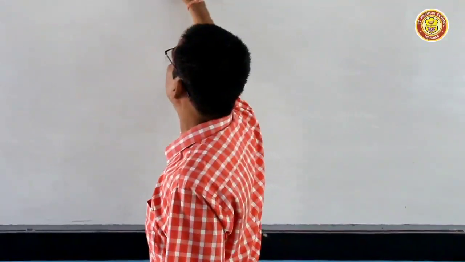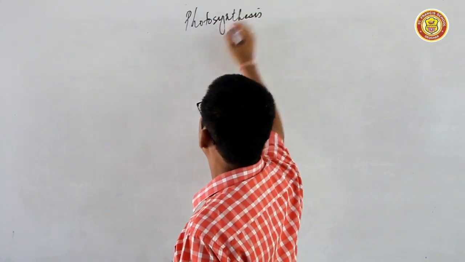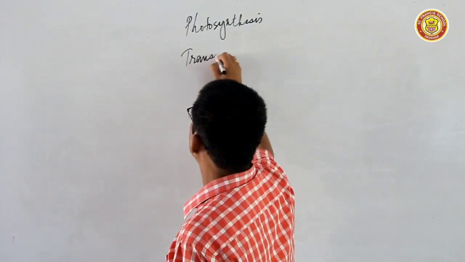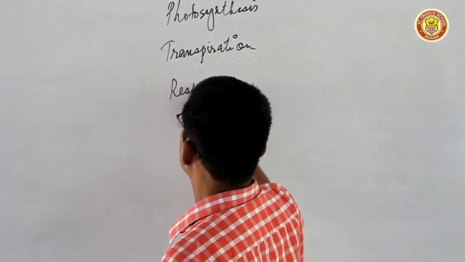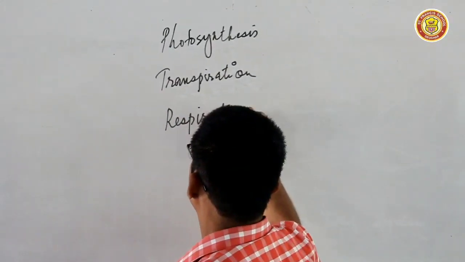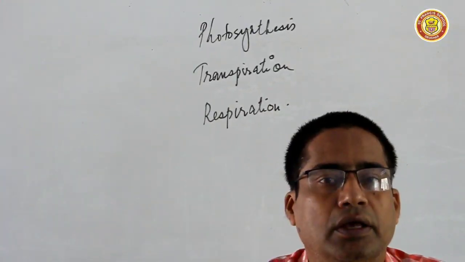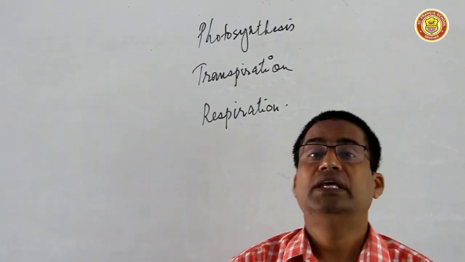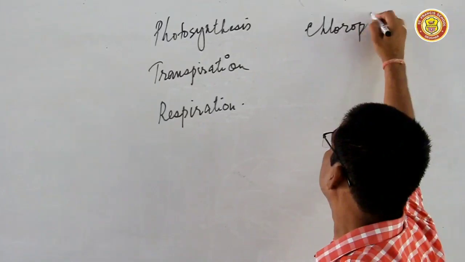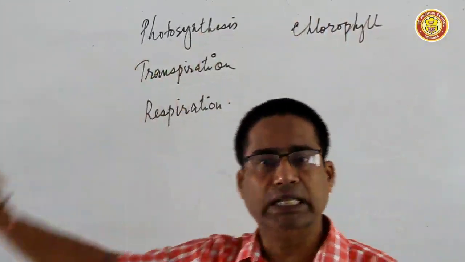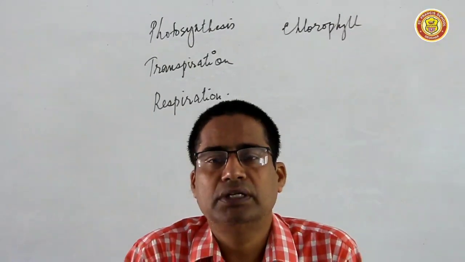The first one is photosynthesis, then transpiration and respiration. Photosynthesis, transpiration and respiration. We'll take photosynthesis first. Now these leaves look green because they have a green pigment called chlorophyll. The green pigment that is present in the leaf is the chlorophyll, and it has a unique function.